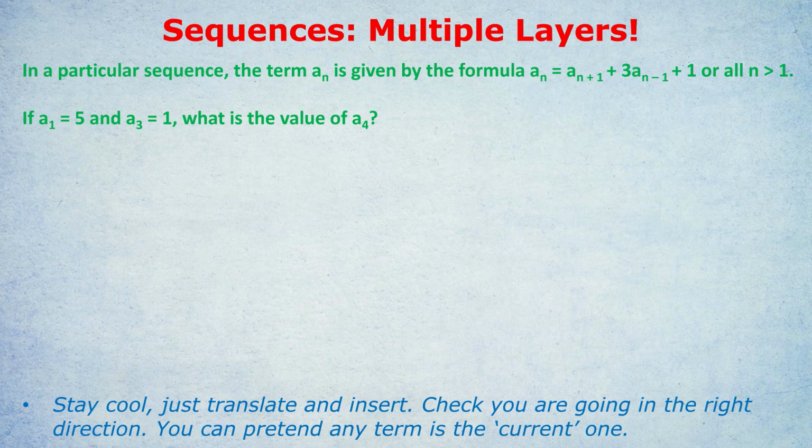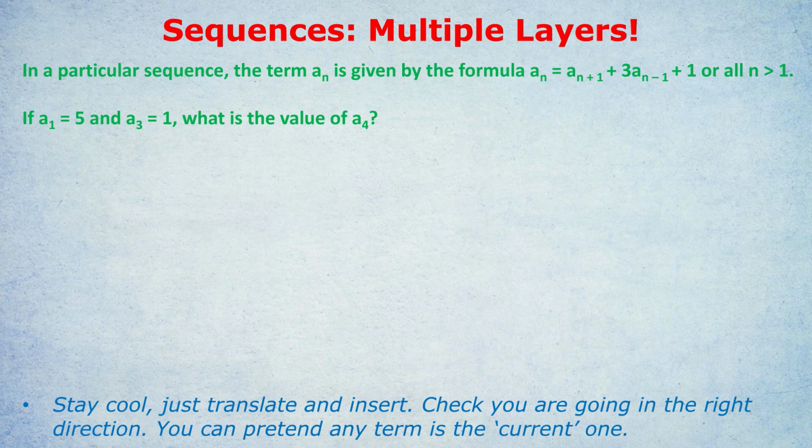They're telling us the first term, not the second term, and then they're telling us the third term. But they're not asking for the second term, they're asking for the fourth term. And we've got quite a long formula. If you want, I would recommend pausing the video, having a go, using some of the advice I've written below. Stay cool, just translate and insert, check you're going in the right direction, and a reminder that you can pretend any term in the sequence is the current one.